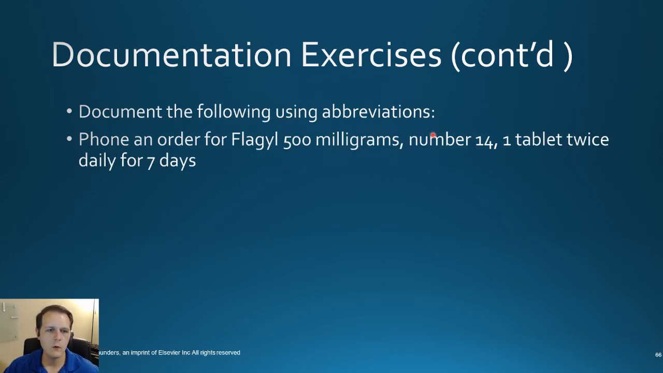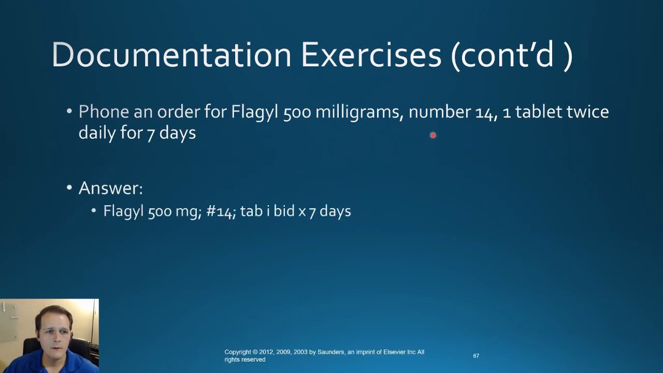Next, we're going to phone in an order for Flagyl or metronidazole. This is used sometimes for different sort of bacterial infections, sometimes for parasitic infections, but we're going to be writing for 500 milligrams, number 14, 1 tablet twice daily for 7 days. Basically, you'd say Flagyl 500 milligrams, number 14, tab 1, BID times 7 days, right? That tells us how long they're going to be taking it for. And again, that BID times 7 days should match up with the dispensed quantity of 14, which makes sense.